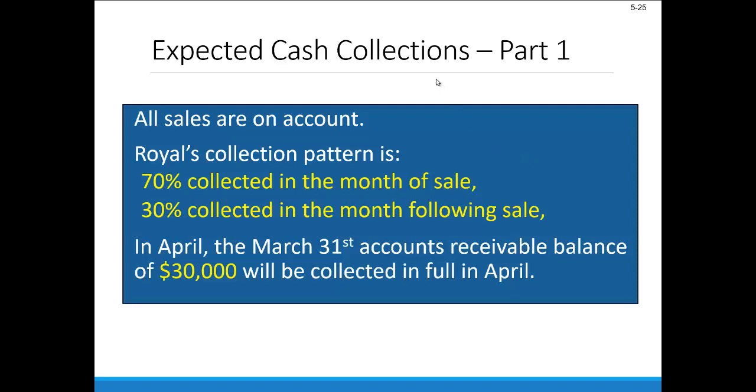Let's assume for Royal that all their sales are on account. So I have a whole bunch of accounts receivable. Everyone buys on credit. And let's assume their collection pattern is 70% of all sales collected in the month of sale, 30% the month after. So nobody is uncollectible. No one fails to pay. In April, let's assume that the March 31st accounts receivable balance of $30,000 would be collected in full in that month.